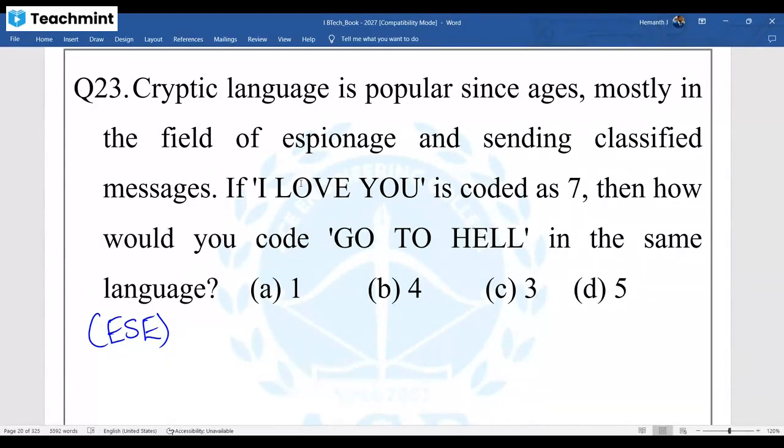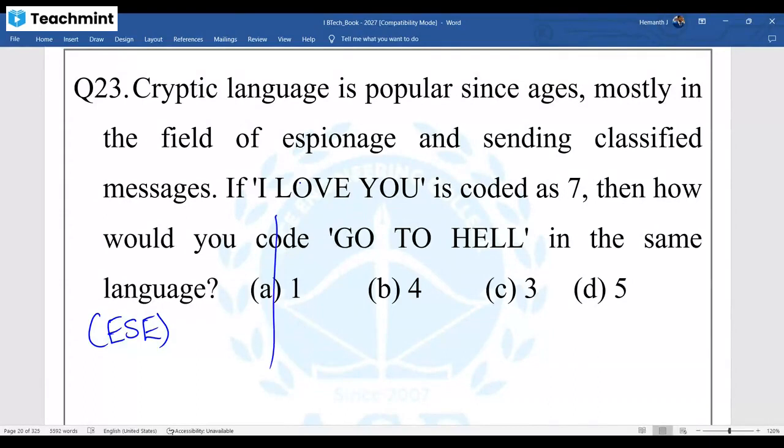Some of you may say, sir, the word is having 8 letters, minus 1 is 7, but go to hell is also having 8 letters, and minus 1, 7 is not there. Then change your logic. You have to change your logic, and then 3, 5. Okay. This is a next level question. There is some learning for us.